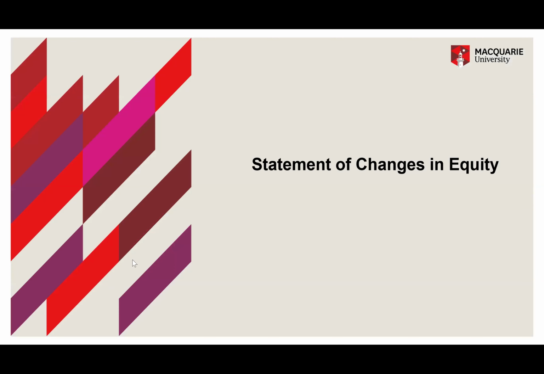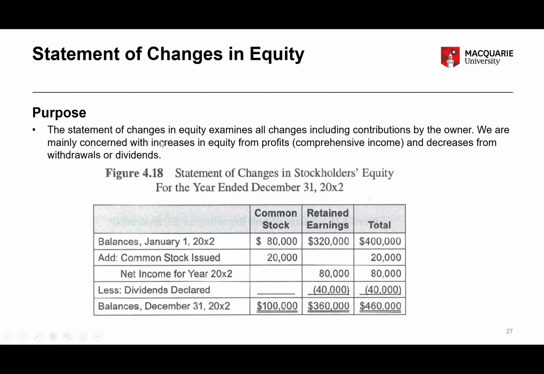Now, here's our last one on our list, which is our statement of changes in equity. So as the name suggests, we're looking at what happened during the year to explain the change from the beginning balance of equity and the balance at the end, right? So how did it change and why? So we're looking at increases in equity from profits and decreases from withdrawals or dividends, right? And also contributions by the owner here.